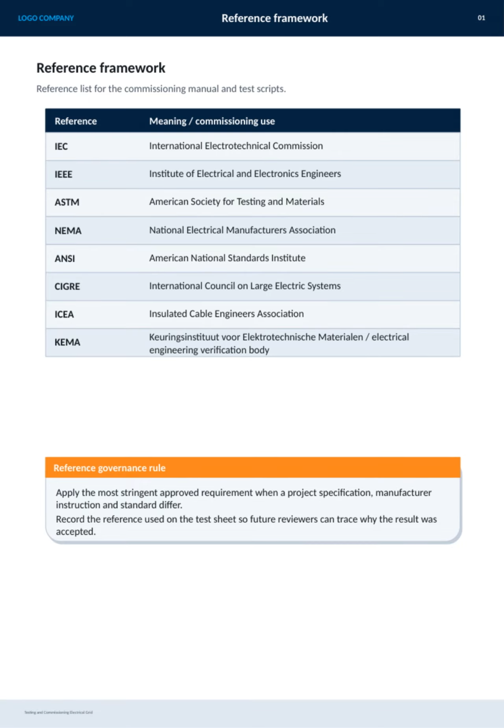This slide lists key organizations like the IEC, IEEE, ASTM, NEMA, ENSI, SIGER, ICA, and KEMA, each providing important standards and guidelines. It's crucial to apply the most stringent approved requirement when there's a conflict between project specifications, manufacturer instructions, and standards. Also, always document the reference used on the test sheet to ensure transparency and ease of review in the future. This approach helps maintain consistency and reliability throughout commissioning.